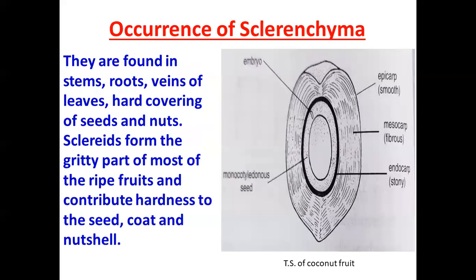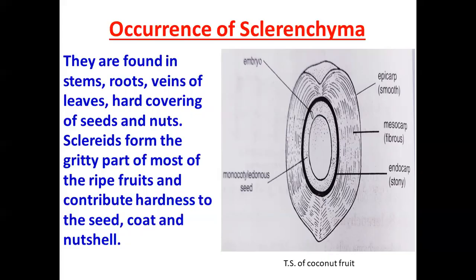Now, the next question is occurrence, that means where this sclerenchyma cell is present. Basically, sclerenchyma occurs in abundance either in patches or in a definite layer. They are found in stems, around the vascular bundle, roots, veins of leaves, and hard coverings of seeds and nuts. Sclerites form the gritty part of most ripe fruits and contribute hardness to the seed coat and nutshells. You can see the diagram of coconut.